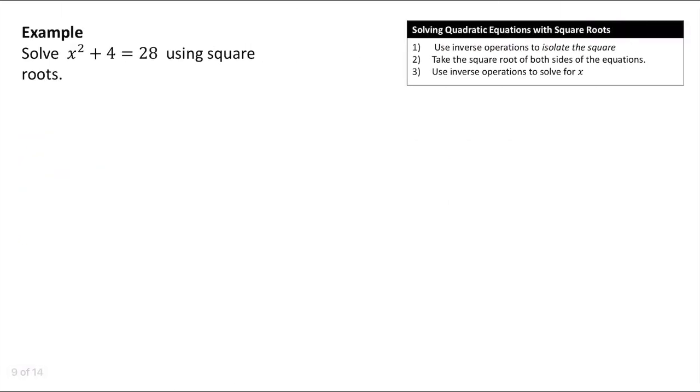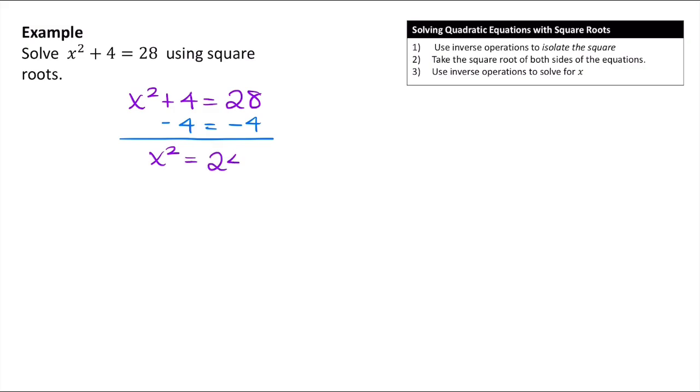So now let's try solving this equation using square roots. So notice that square roots will work to solve this quadratic equation because I have a square term that can be isolated. So what I'm going to do is isolate that term in my very first step. So I have x squared plus 4 equals 28. So to isolate that square, I need to subtract 4 from both sides. So when I subtract 4 from both sides, that gives me x squared equals 28 minus 4, which is 24.